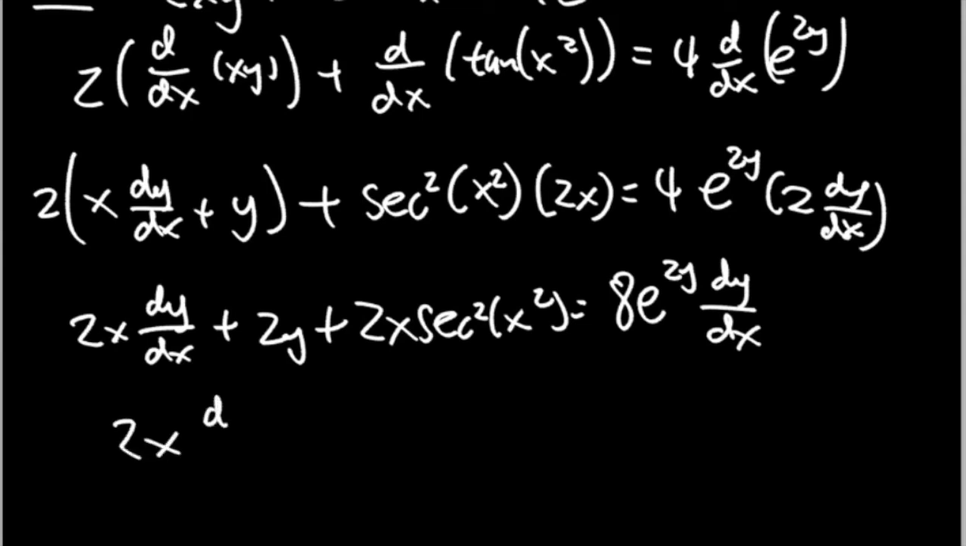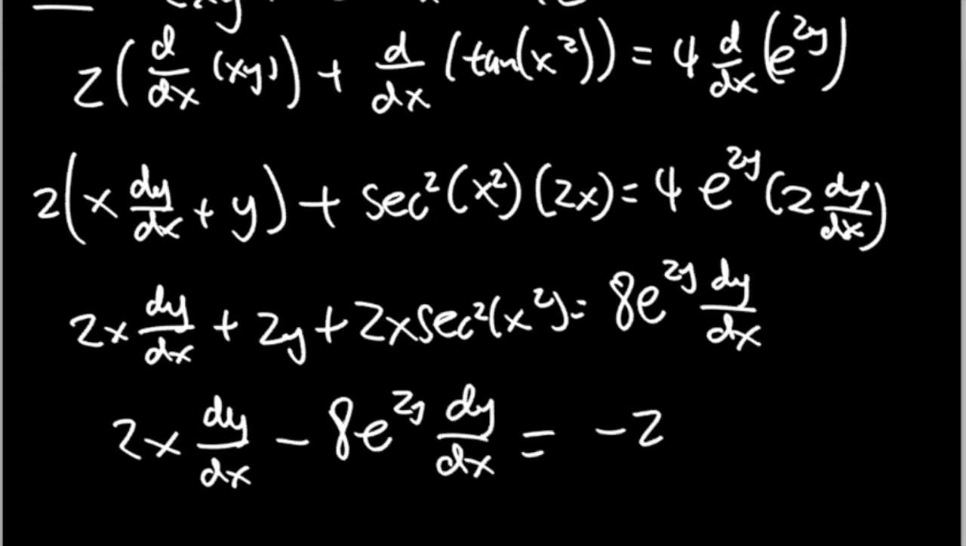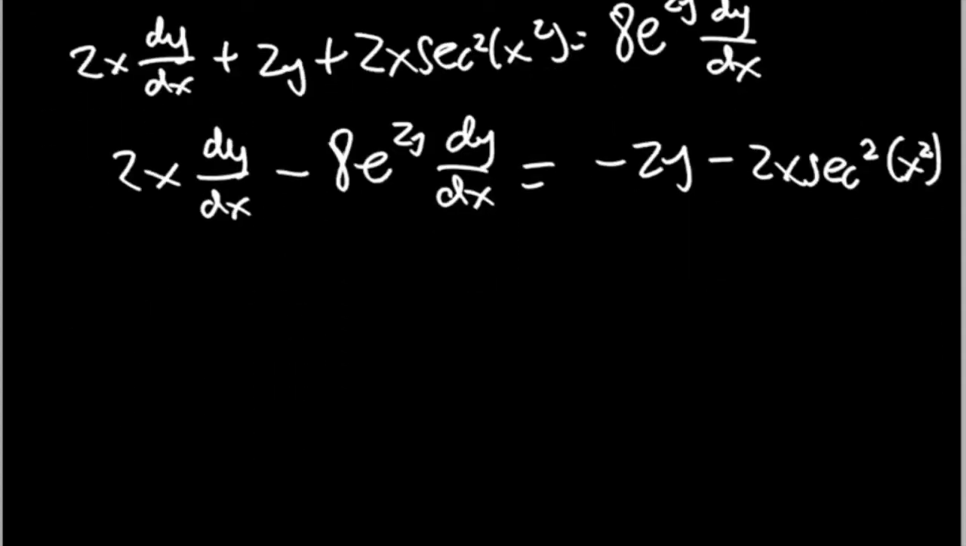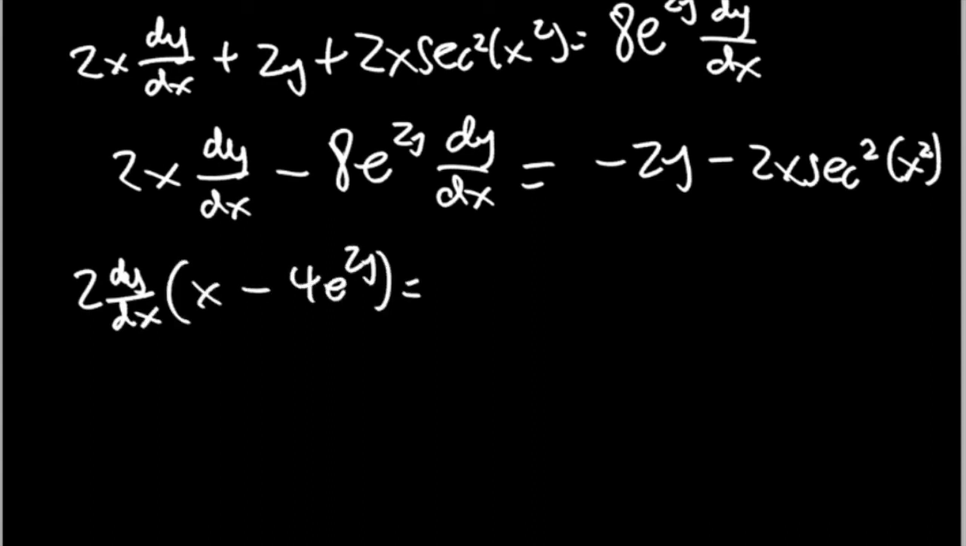Okay, so doing that, we get 2x dy/dx minus 8e to the 2y dy/dx equals negative 2y minus 2x secant squared of x squared. All right, so we can also factor out a 2 dy/dx from the left, so let's do that. Make things a little bit simpler. Then we get x minus 4e to the 2y inside equals, factoring out a negative 2 is going to be useless, so let's just factor out 2. Negative y minus x secant squared of x squared.